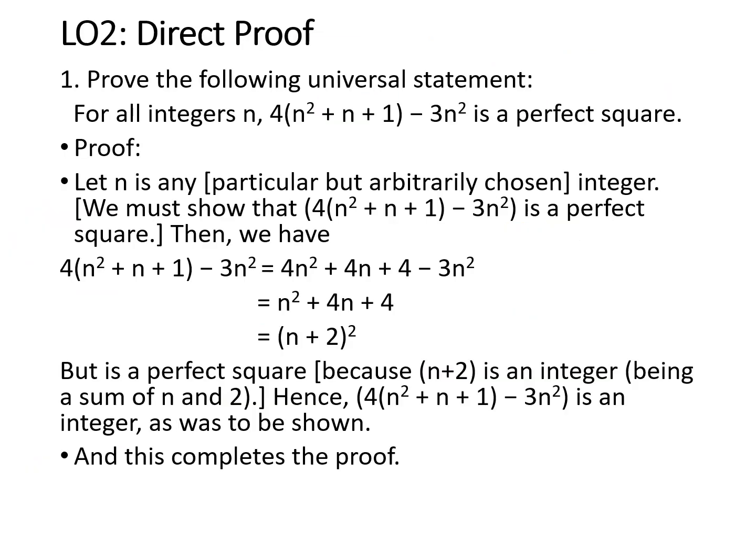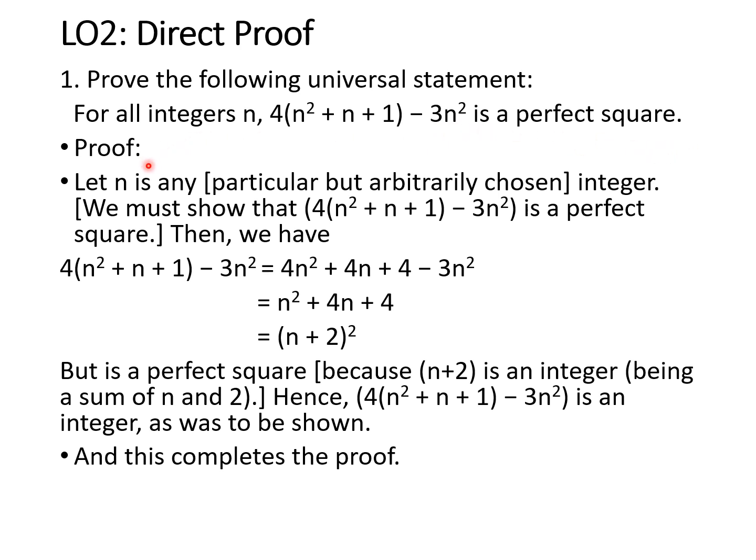Next, we are going to focus on direct proof. Direct proof here simply means that you are using mathematical direct proof in order to prove a statement, whether it's true or false, or whether it's a mathematical or algebraic calculation which requires proof. So for example, prove the following universal statement: for all integers n, 4 multiplied by n squared plus n plus 1 minus 3n squared is a perfect square.